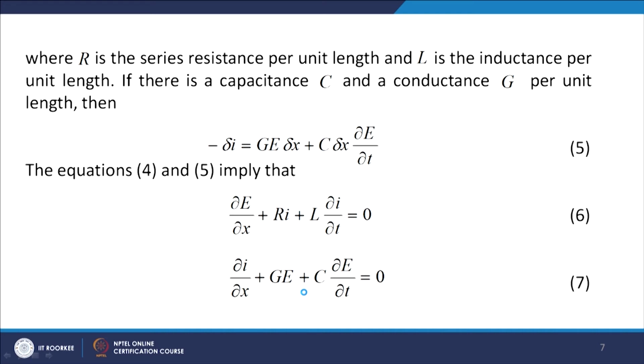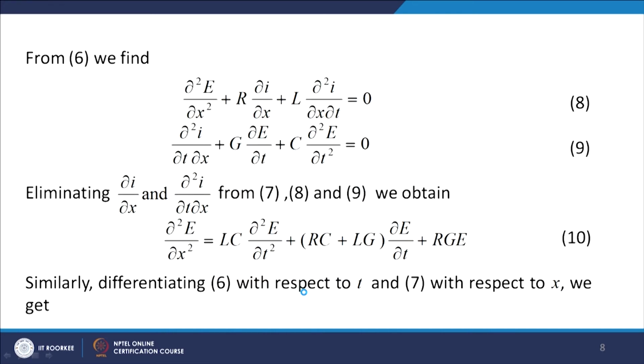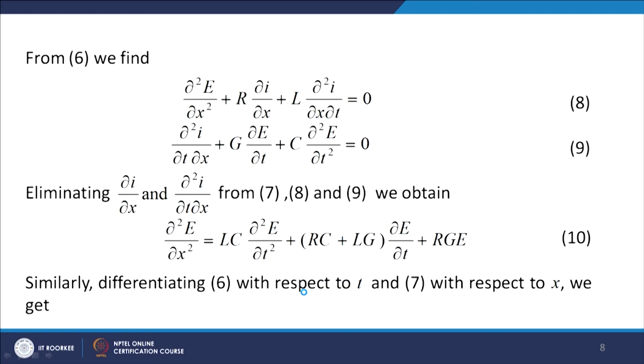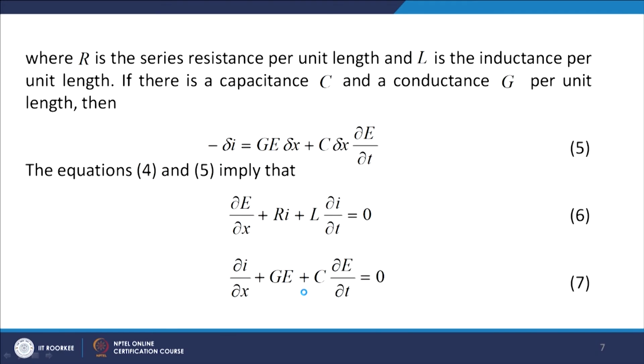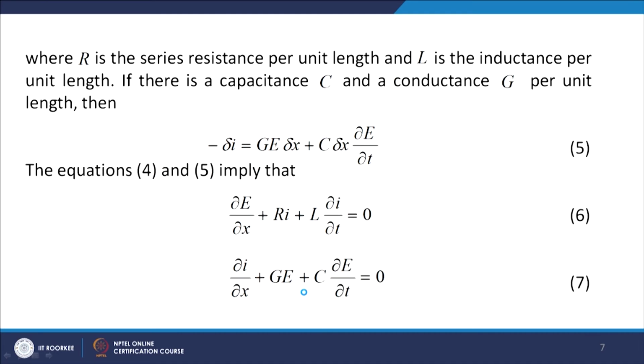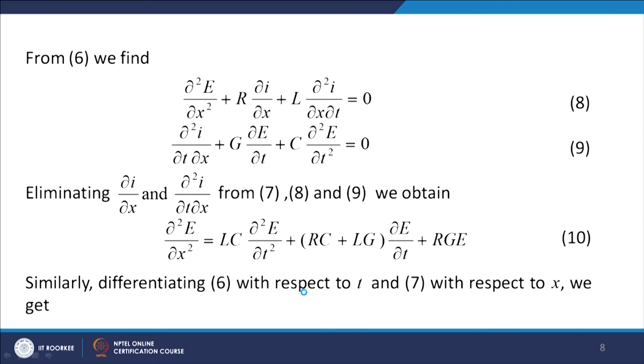we have the second order derivative of E with respect to x plus R times the partial derivative of I with respect to x plus L times the partial derivative of I with respect to x and t. And then this equation, when we differentiate the 7th equation with respect to t, we get the second order derivative of I with respect to t and x plus G partial derivative of E with respect to t plus C times E t t, that is delta square E by delta t square, equal to 0.